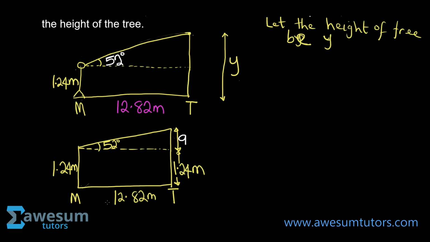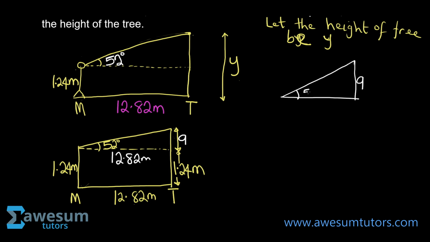Also, if you look at from here to here, the distance of the man to the foot of the tree is 12.82 meters. That can also translate to this side right here, to this length right here. So that means I can redraw this triangle to be able to find A. Okay, so if I redraw this triangle like this, so that way, this is my A.